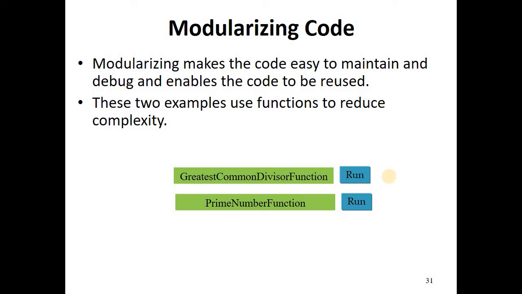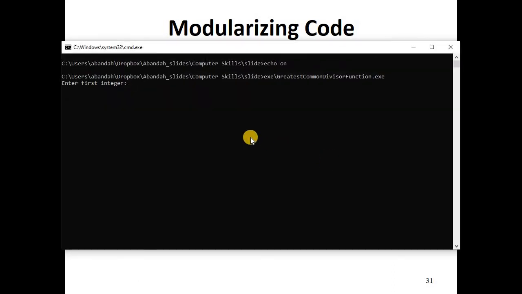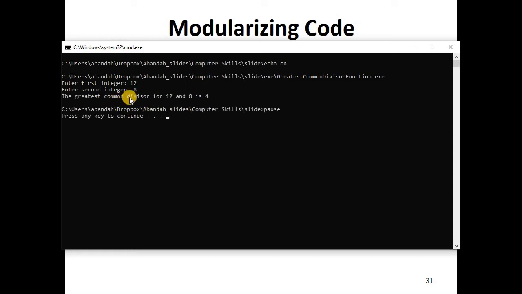Hello, this program explains the greatest common divisor program. When we run this program, it asks for two integers, 12, 8. The output: the greatest common divisor for 12 and 8 is 4.